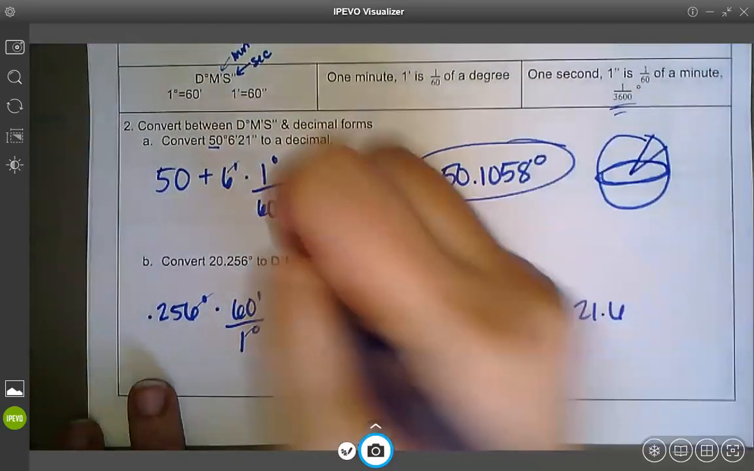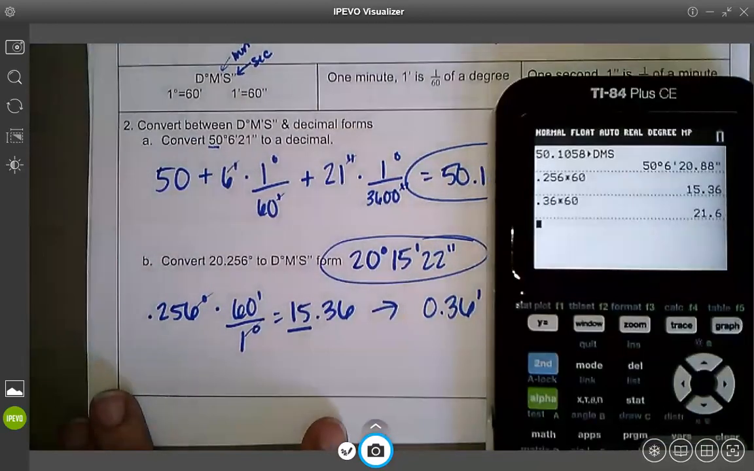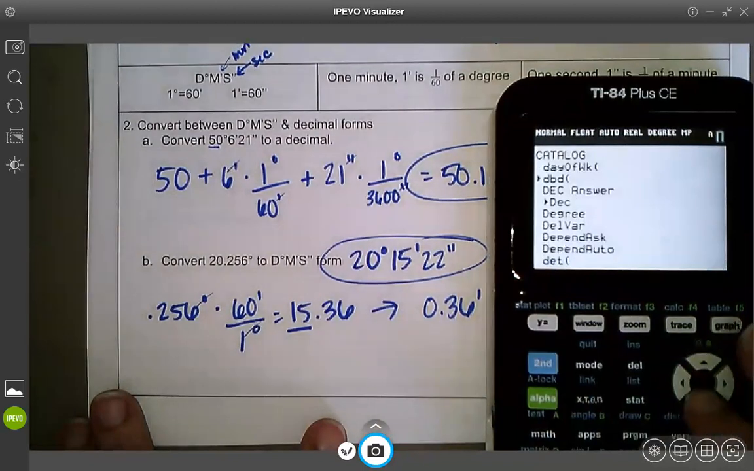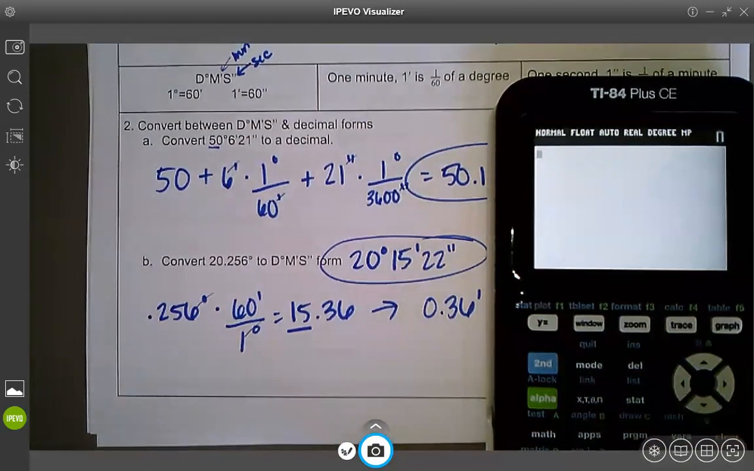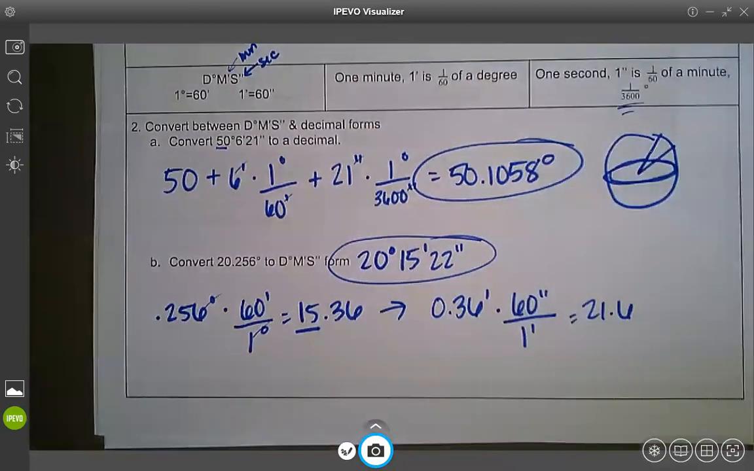So I think that multiplying each decimal part by 60 works well. But if you were to do it, you've got your 20.256, second catalog, down to D, DMS, there we go. If you were to write the 21.6, I wouldn't fault you for that if you didn't round. So I like degrees, minutes, seconds. Questions so far? All right.